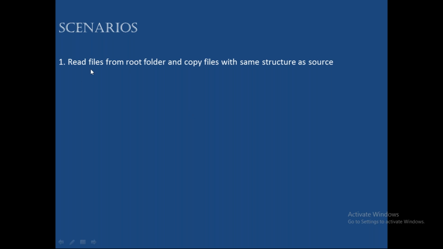Now you see, read files from root folder and copy files with the same structure as source. In Cloud Pandit input, I have two files in the root folder, and in a subfolder, I have one file. You see cust2.csv and cust1.csv in the root folder. Under the subfolder, I have emp.csv. When I move all these files, I want to get only cust2.csv and cust1.csv, but I don't want to get emp.csv. How you can do that, we will discuss.